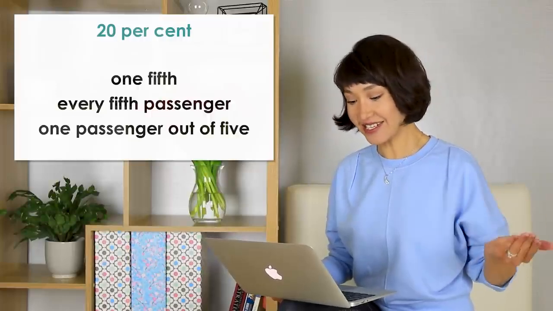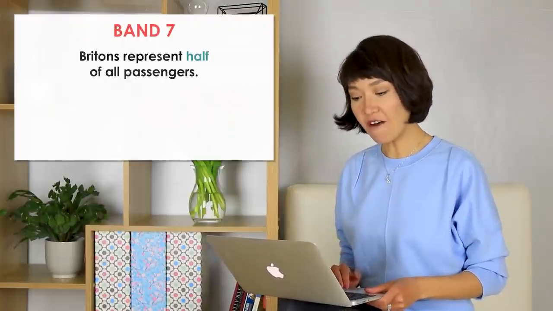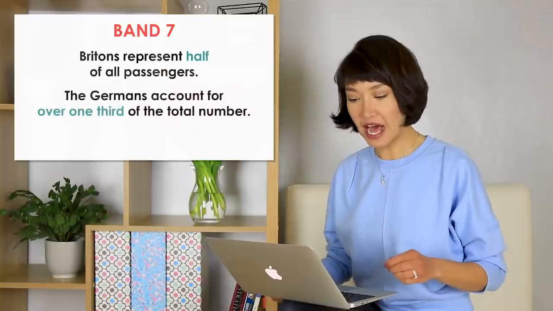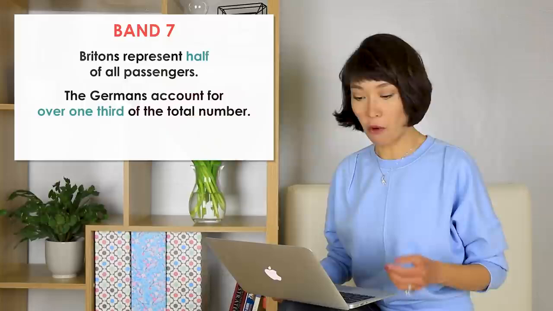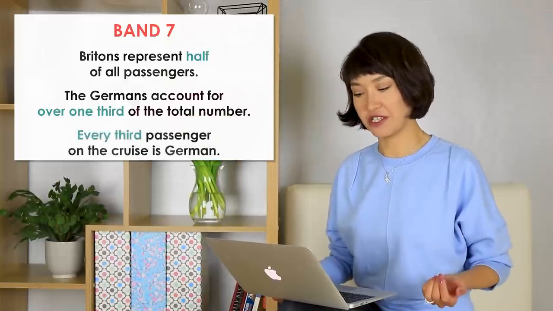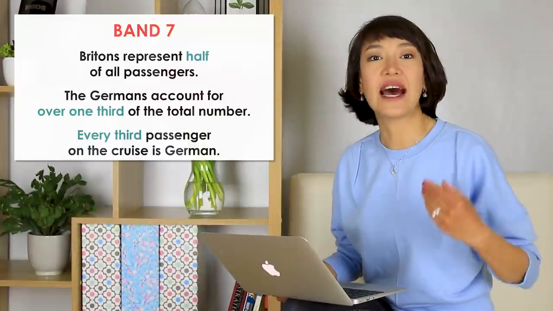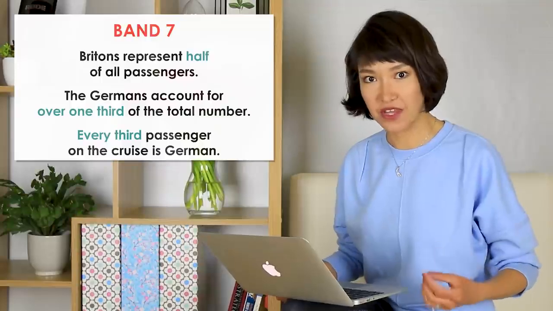And then sentences would sound: Britons represent half of all passengers. The Germans account for 1/3 of the total number. Or every 3rd passenger on the cruise is German. These sentences sound much more varied in terms of their vocabulary. They are not the same.